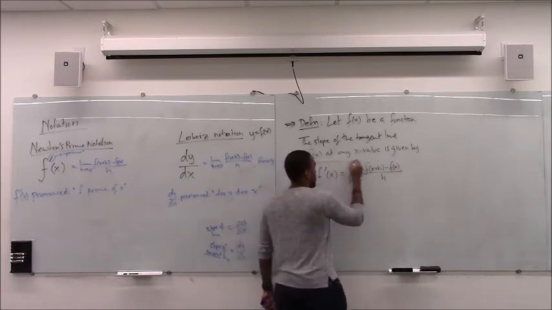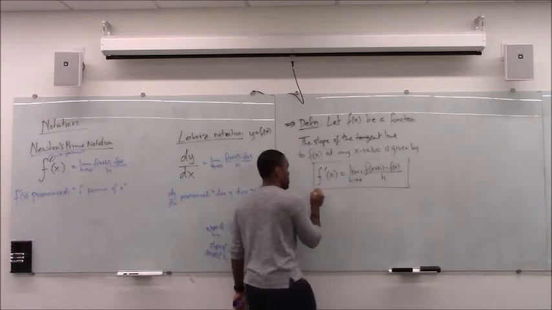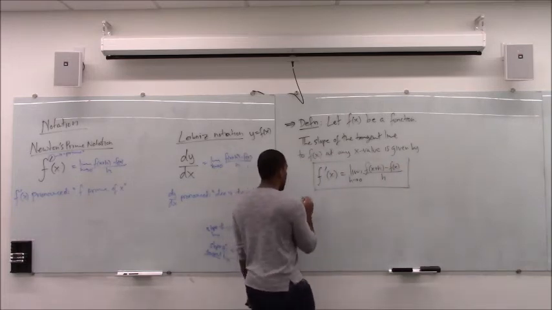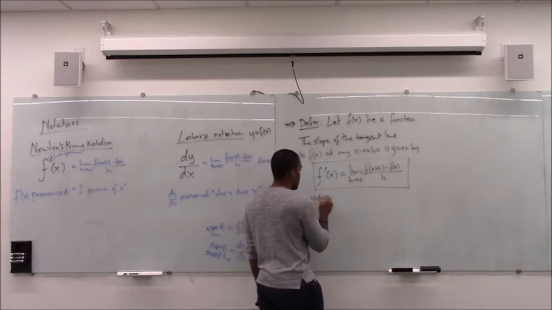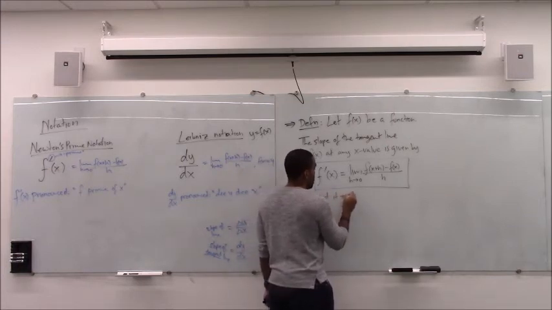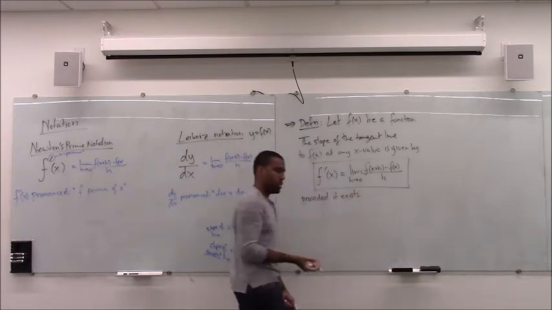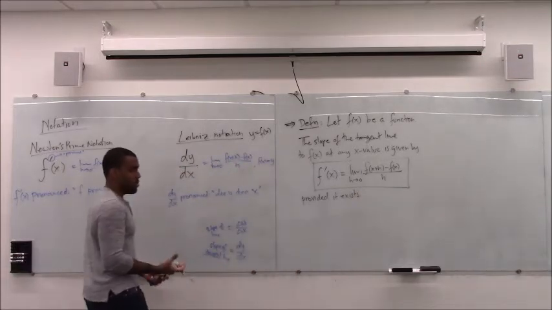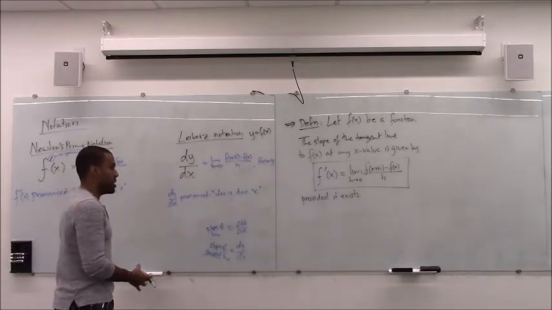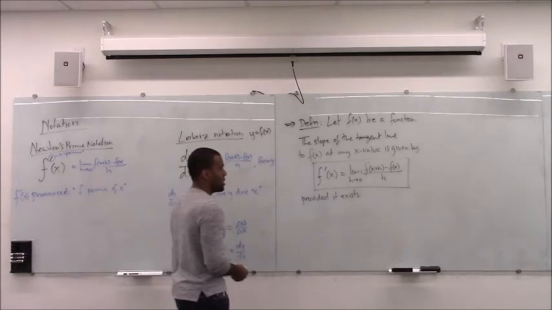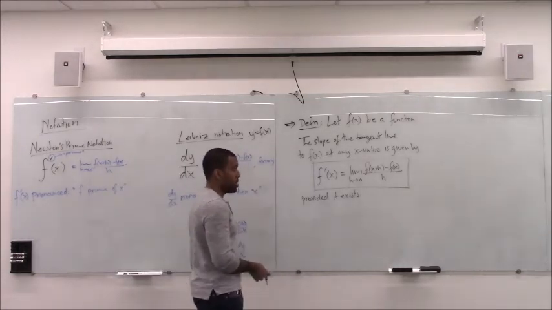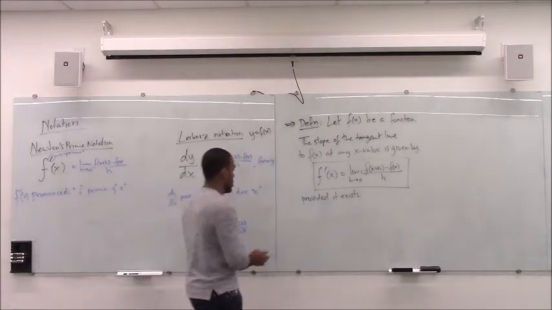Now this is an important equation. You need to have this memorized. That's going to be important. And of course, provided it exists, it's a limit after all. It's possible for it to not exist. But if it can exist, it means we can find the slope of the tangent line, and it will be given by that particular limit.